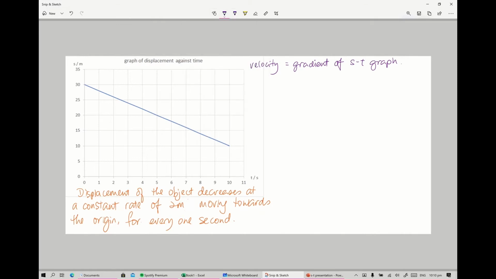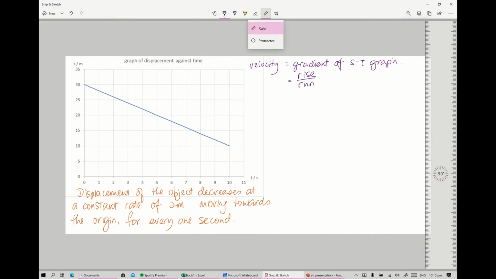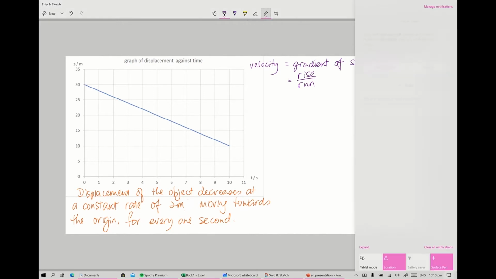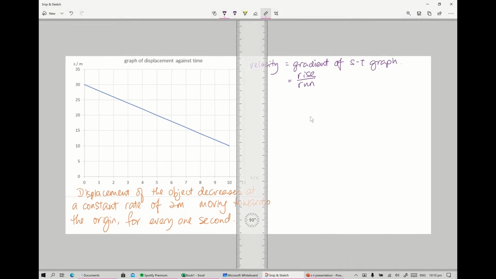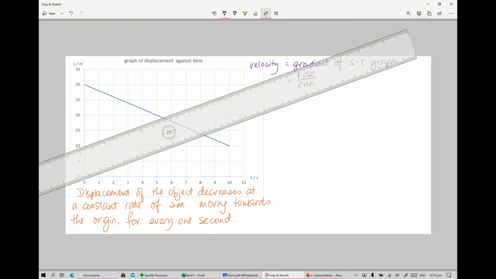Right, for this video, we're going to focus on calculating the velocity using gradient of ST graph. Now, gradient of ST graph, you need to find rise over run. And I need to find the exact coordinate. Okay, you need to find the exact coordinate.